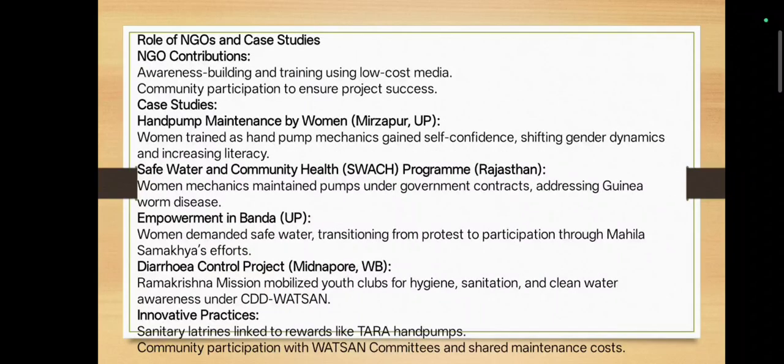Role of NGOs and case studies. NGOs play a vital role in awareness building and training. Case studies highlight women trained as hand pump mechanics in UP, the Swachh program in Rajasthan combating guinea worm disease, and youth clubs in West Bengal promoting hygiene. These examples show how community participation and empowerment strengthen water and sanitation initiatives.